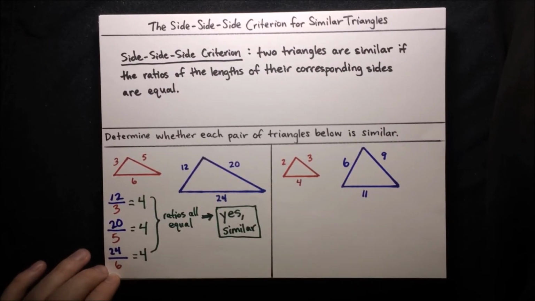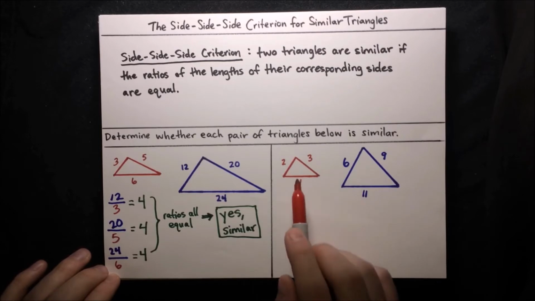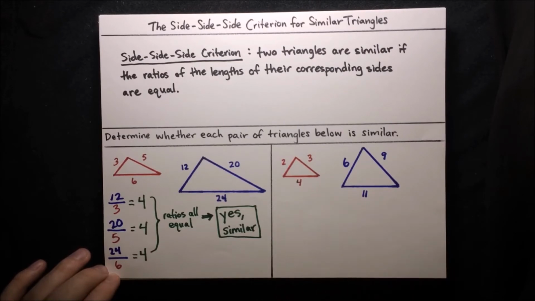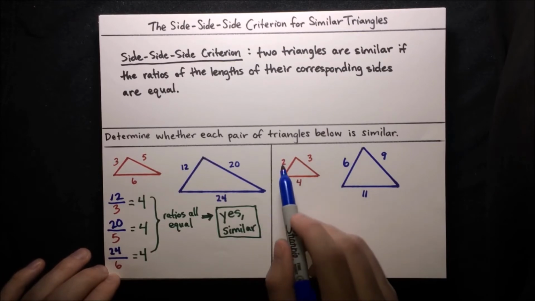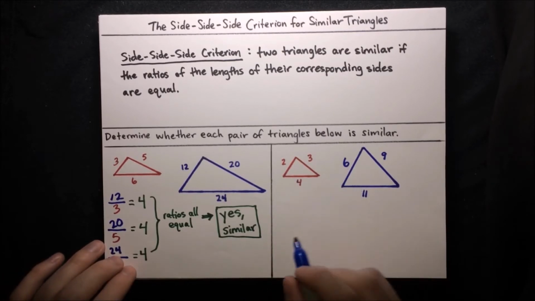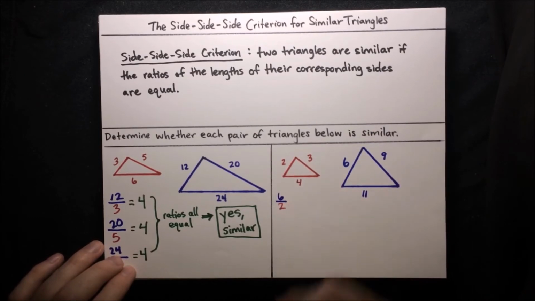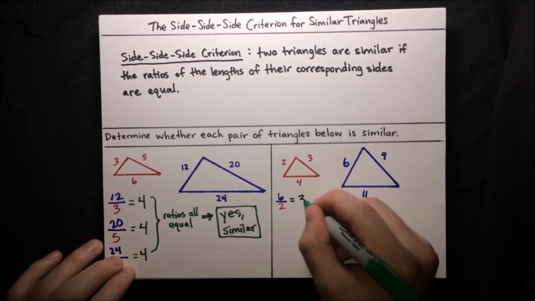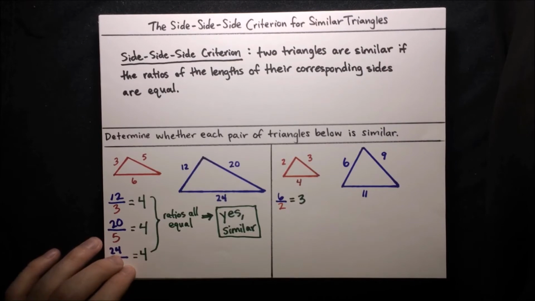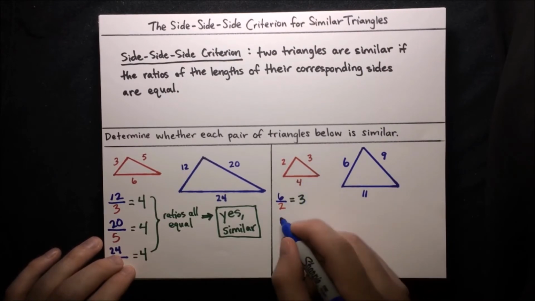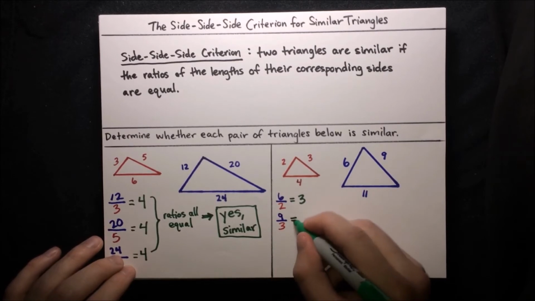Okay, let's jump into the next example. So again, we've got two triangles, a small one and a big one, and we just want to take the ratios. Let's start off with the smallest side, 2 and 6 in these triangles. The ratio 6 over 2 is equal to 3. And how about let's check the middle sides, so 3 and 9. The ratio 9 to 3, hey, that's also equal to 3.